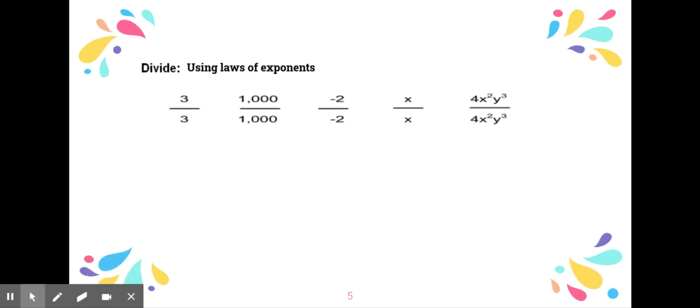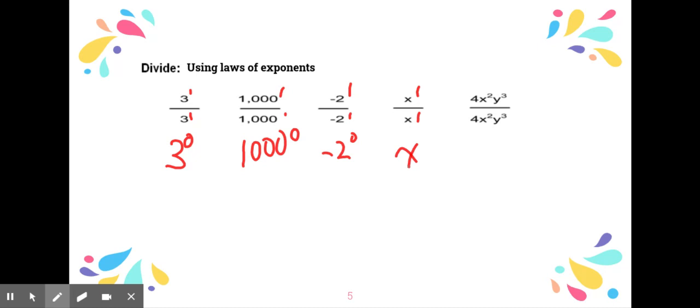So what we're going to do is, using laws of exponents, keep the base and subtract the exponents. We're going to develop a really fun law right now. So we have 3 divided by 3. Now, our exponent in here is 1 because it's invisible. So we're going to keep the base and subtract the exponent, and we get 1 minus 1 is 0. How about 1,000 divided by 1,000? We're going to keep the base, subtract the exponent, and we get 0. What about negative 2 divided by negative 2? We're going to keep the base, subtract those exponents of 1, get 0. And x divided by x, we're going to keep the base, subtract the exponents, which are invisible. We're going to get x to the 0.